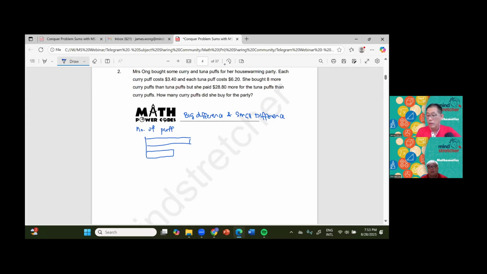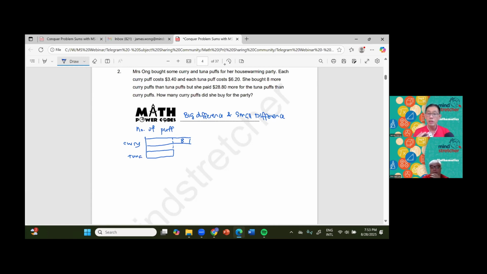All right, so let's say this is my curry, and this is my tuna. So in this case here, you have 8 more, right? So the question says that Mrs. Ong bought 8 more curry puff. So the quantity of curry puff has 8 more than the tuna. But how does this translate into the amount that she paid?